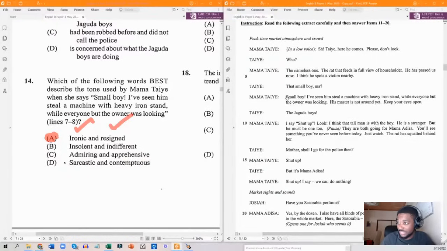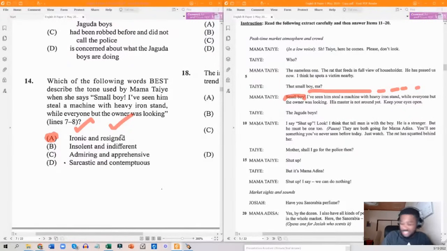The irony is right here. Small boy. I've seen him steal a machine, something. This is ironic because no one would expect a small boy to be able to steal such a kind of machine. So there's no sarcasm there, but there's irony because we're seeing the opposite of what we would expect.